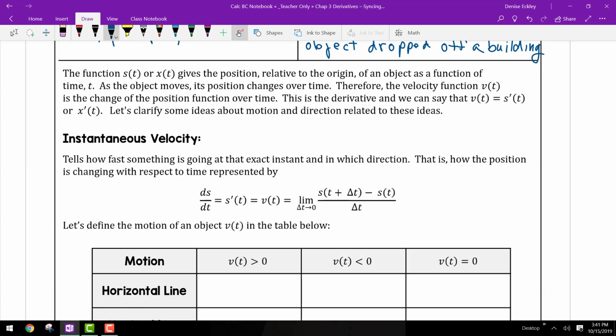Therefore, the velocity function is the change of the position function over time. So these words should seem very familiar. Change of the position function over time. And of course, we're talking about the derivative. And we say that the velocity function, v of t, is the same as s prime of t or x prime of t. So let's go back through and look at some ideas about motion and direction as related to velocity and the direction it's moving.